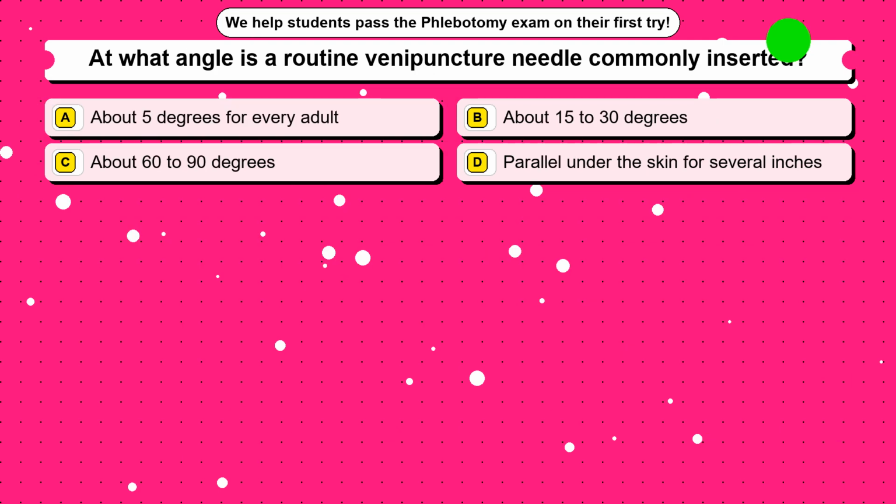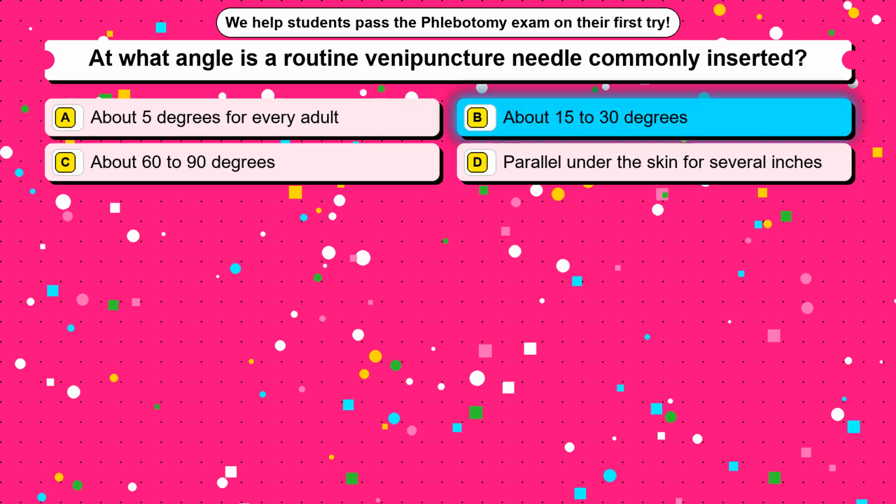Question 26. At what angle is a routine venipuncture needle commonly inserted? Option A. About 5 degrees for every adult. Option B. About 15 to 30 degrees. Option C. About 60 to 90 degrees. Option D. Parallel under the skin for several inches.